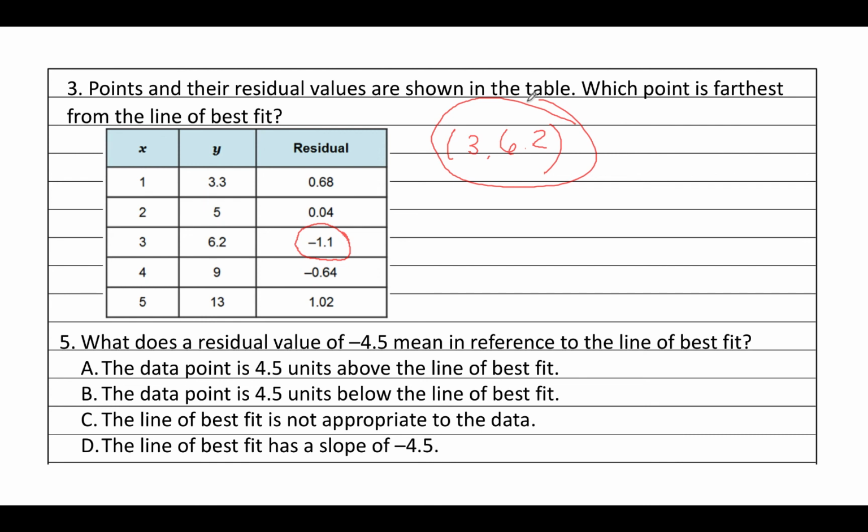What does a residual value of negative 4.5 mean in the reference of the line of best fit? Okay, A says the data point is 4.5 units above the line of best fit. No, because it's negative. The data point is 4.5 units below the line of best fit, and that is a true statement. It is 4.5 below.